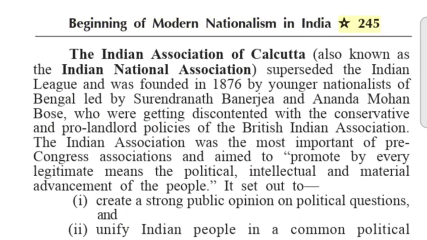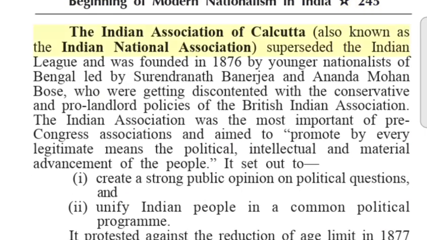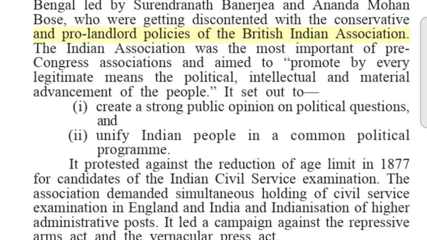Beginning of modern nationalism in India. The Indian Association of Calcutta, also known as the Indian National Association, superseded the Indian League and was founded in 1876 by younger nationalists of Bengal led by Surendranath Banerjee and Ananda Mohan Bose, who were getting discontented with the conservative and pro-landlord policies of the British Indian Association.